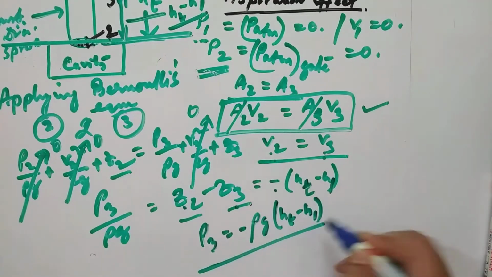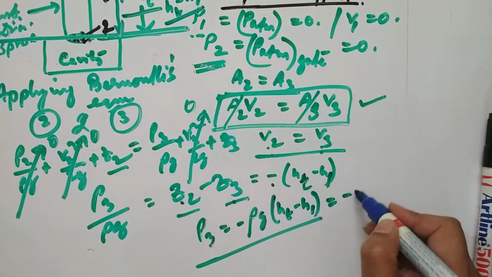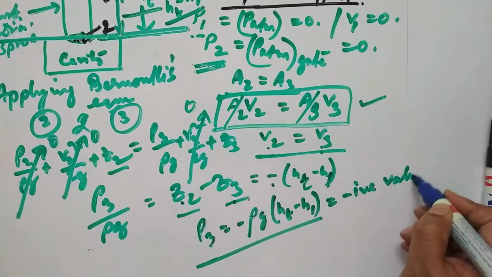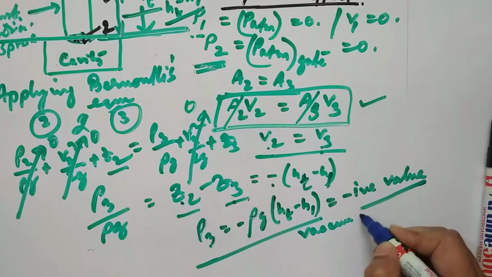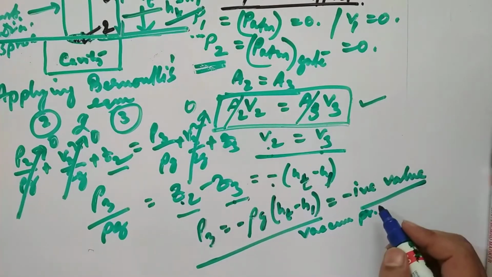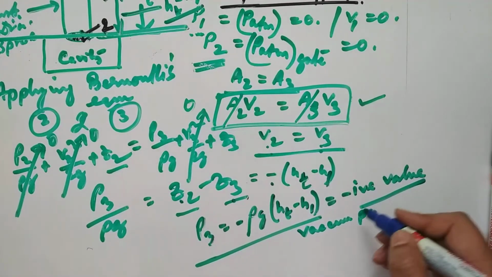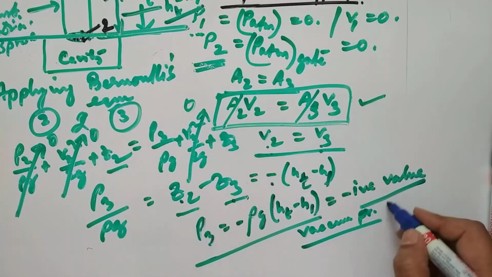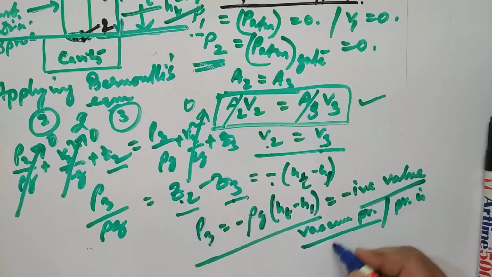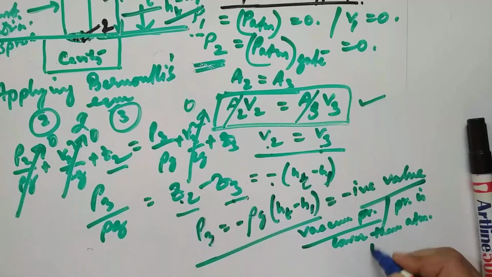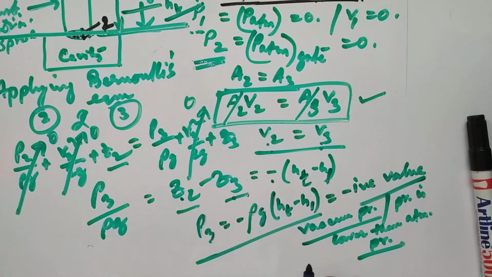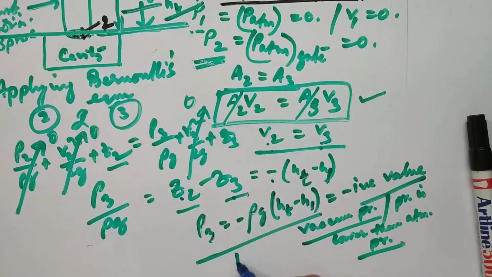Now this P3 is coming to be a negative value. And what does this negative value signify? This signifies vacuum pressure. You can say the pressure is lower than atmospheric pressure. So P3 you can write as less than P atmosphere.